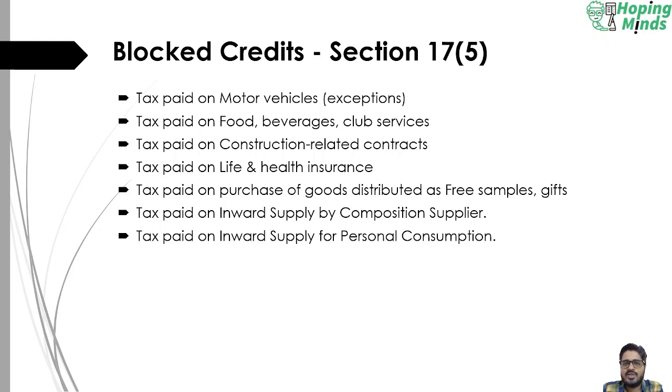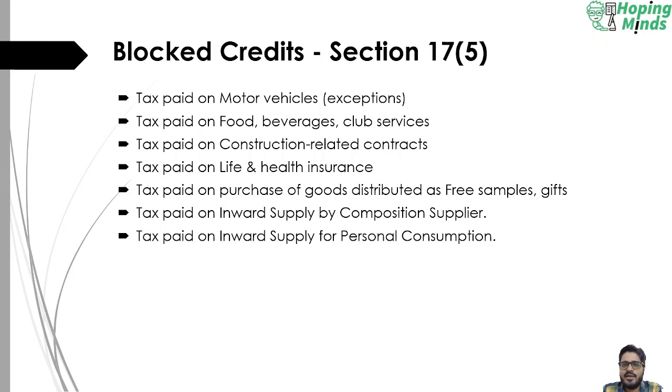Then taxes paid on construction related contracts. So construction related contracts are such contracts where the taxpayer is engaged in the business of construction. So any GST registered person cannot claim input tax credit on GST paid on building construction work or job work. Such building could be used either for commercial or residential purposes. However, input tax credit shall be allowed if the builder or the promoter is engaged into the resale of such constructed buildings.